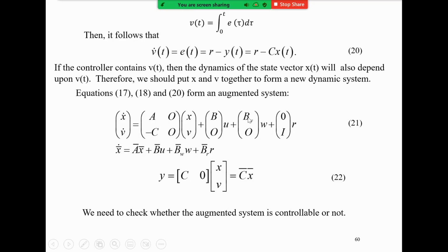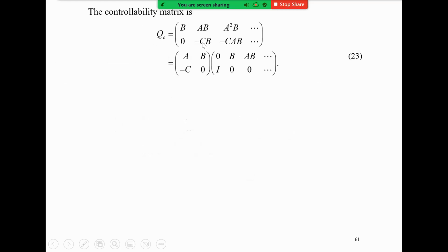The controllability matrix will be this: B bar, and then A bar times B bar, and then A bar squared times B bar. You use the same definition as the controllability matrix we have learned before, but here you have to use the new matrices. Instead of A, B, C, you are going to use A bar, B bar to check the controllability matrix. Here Q_C, but this one can be written in this form.